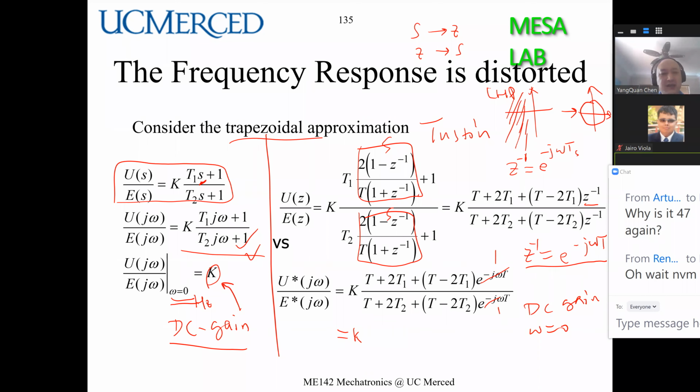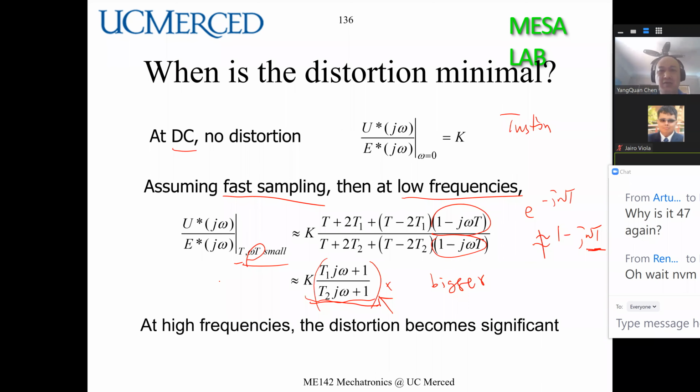So you can see that if I put omega is 0, okay, omega is 0. I'm going to get a DC gain. You can see the DC gain is still 1. So when S is 0, then my DC gain is K. Okay. So using trapezoid, you are not going to get distorted at the DC frequency, which is beautiful. So at DC, no distortion.